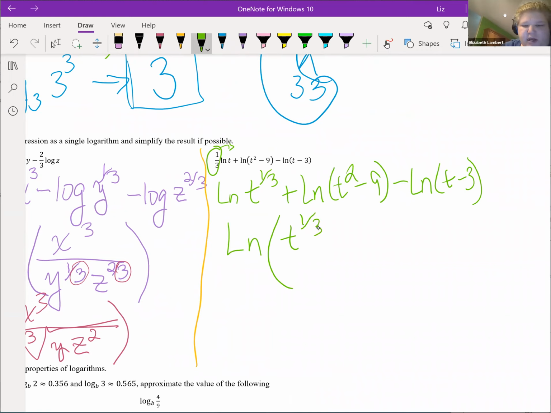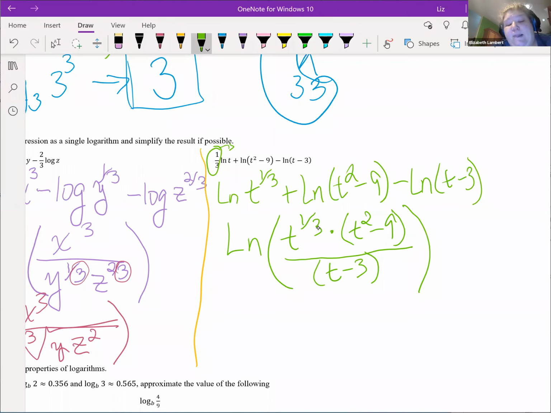T to the 1/3 is going to be on top. The t squared minus 9, make sure to keep those parentheses until we're sure we don't need them. That's on top, that's positive, so it goes on top as a product. And then we have minus, so now we're on the bottom. T minus 3 is going to go on the bottom. And then, all right. Now this one's a little more interesting because t squared minus 9 factors. So this can be simplified more.